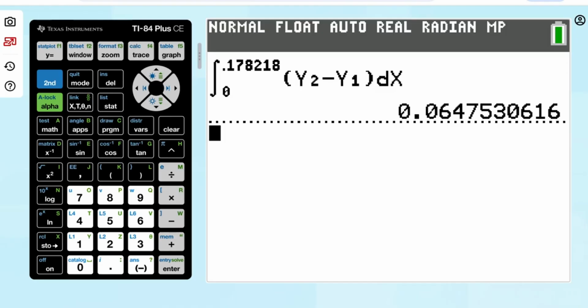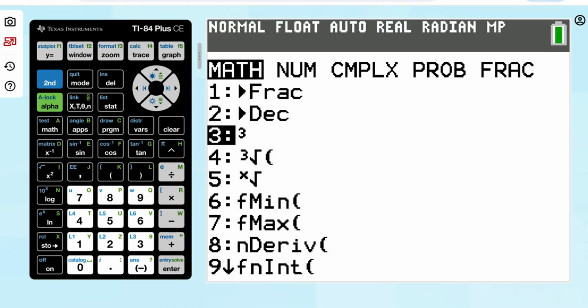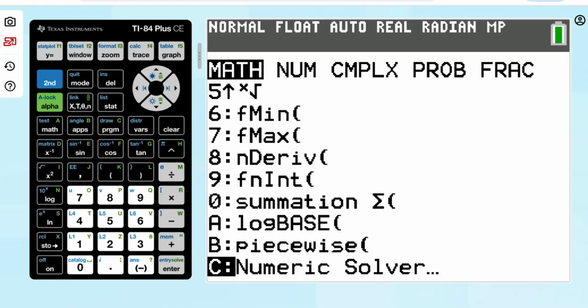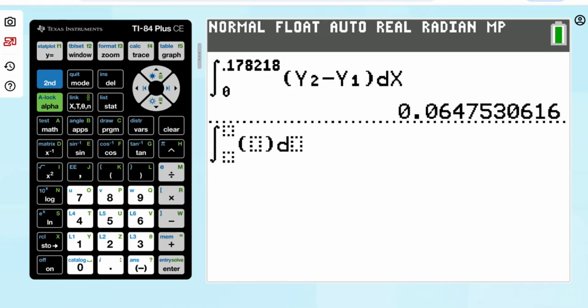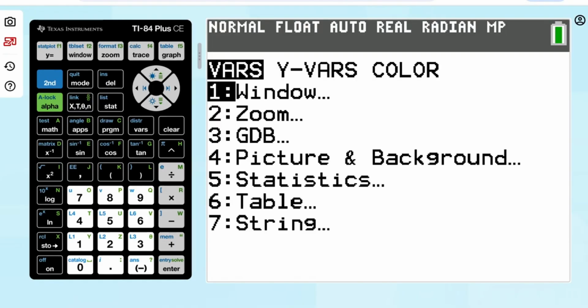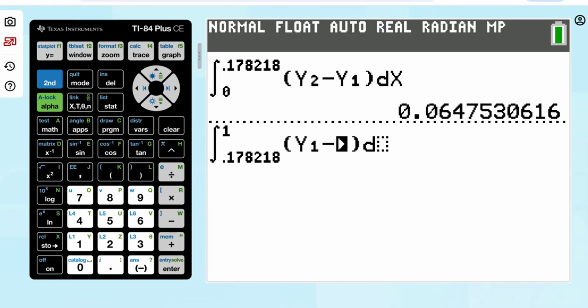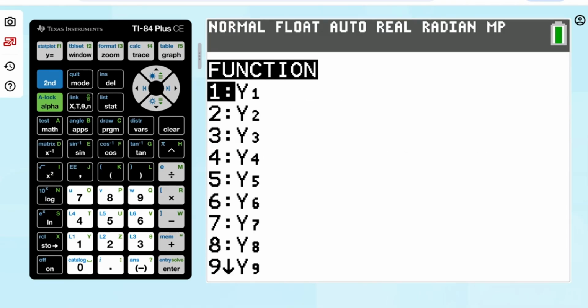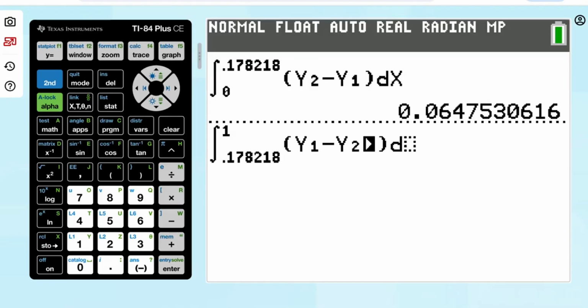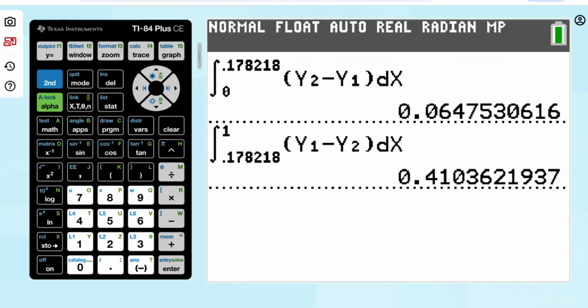So we'll just go back into our graphing calculator. We'll hit math and option number 9. And again, you can just hit the 9. You don't have to scroll down to it. And we're going to go from 0.178218 up to 1. And this time we want y1 minus y2. So we'll hit VARS, second column function, y1 minus VARS, second column function, number 2, our second function y2 dx, and we get 0.410.